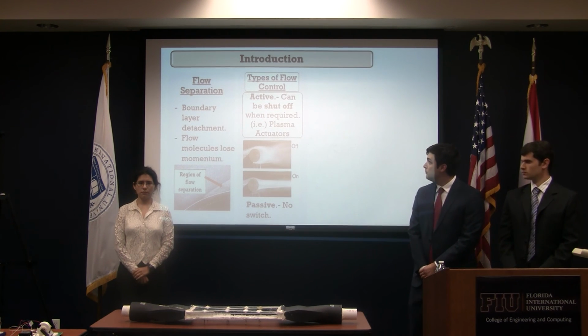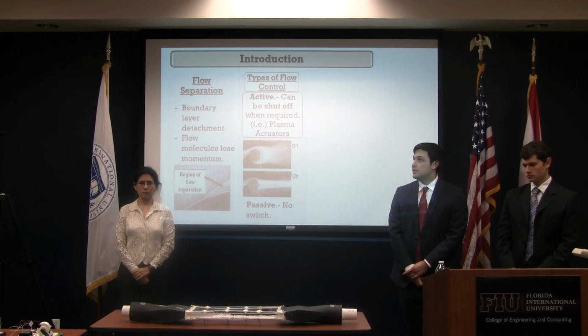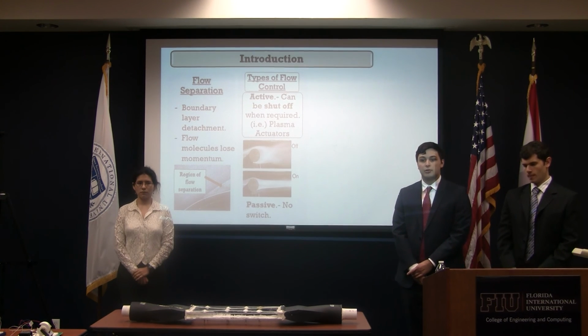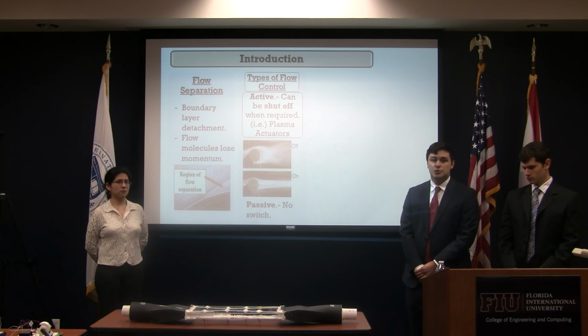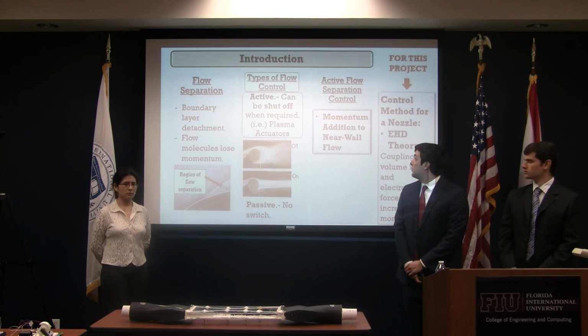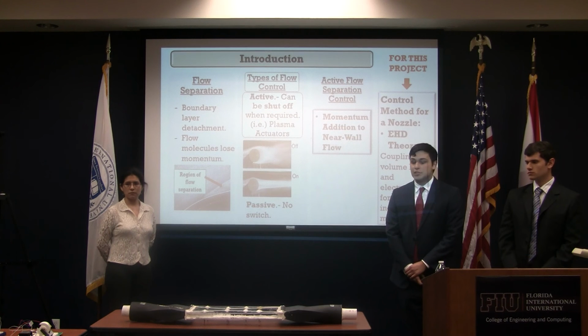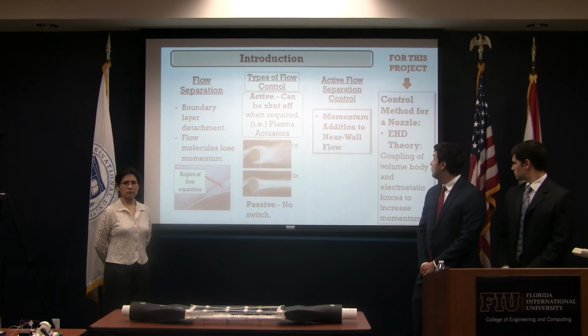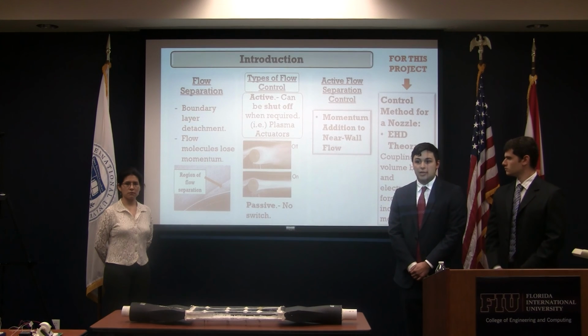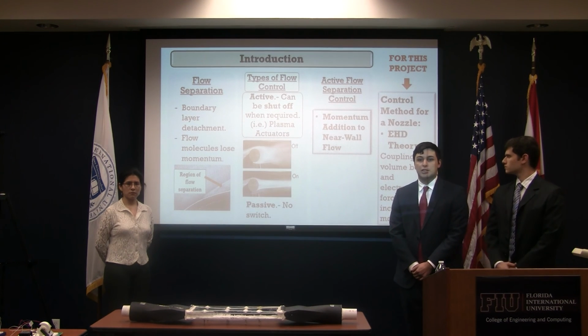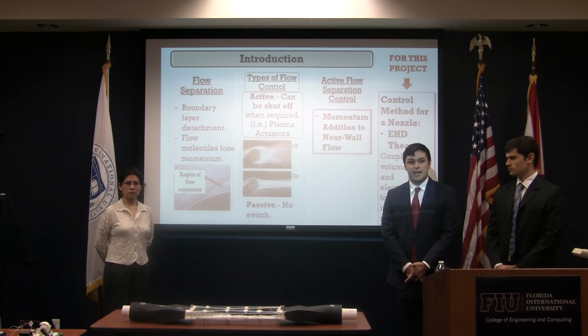rocket nozzles. So types of flow control that exist are active flow control and passive flow control. Active flow control can be switched on and off as needed, while passive has no switch. Therefore, active flow control is the most efficient way to add momentum to the near wall flow. For this project, we are using active flow control using a nozzle and electrohydrodynamic theory, which couples volume body forces and electrostatic forces to add momentum to the fluid molecules.